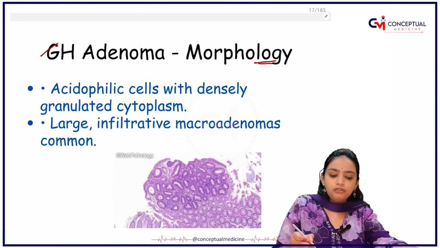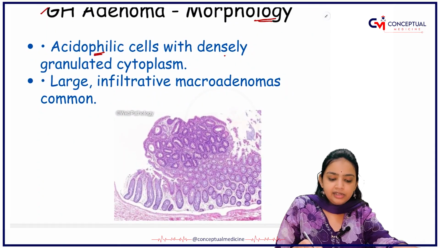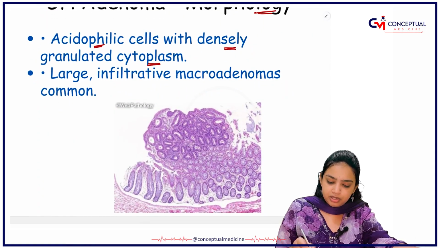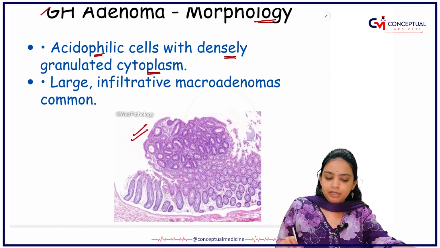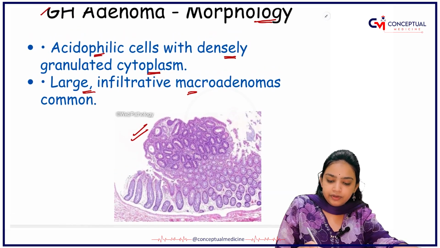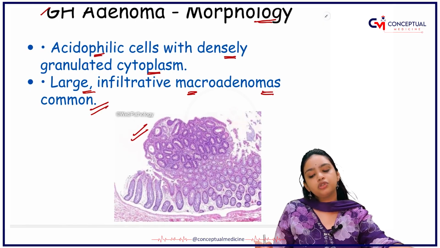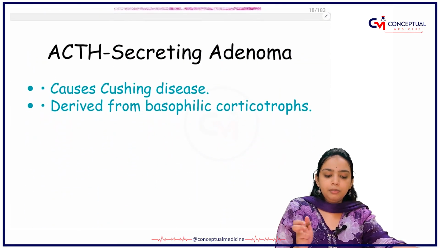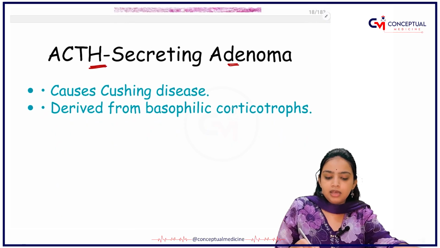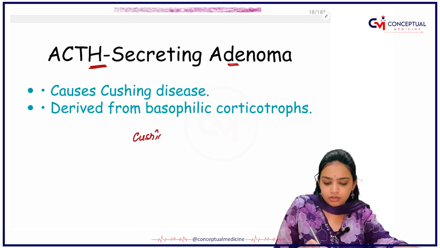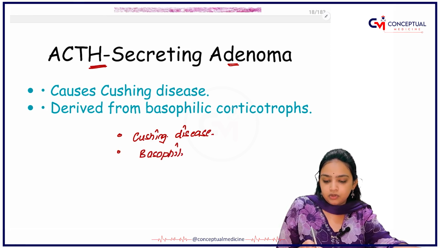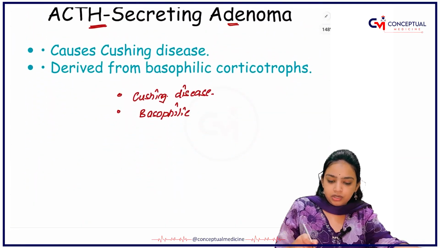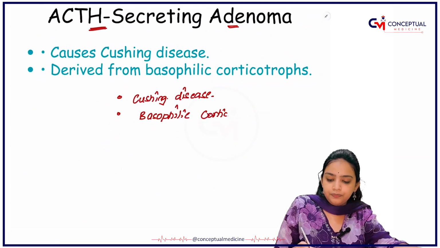Next, if I talk about the morphology, then you have the acidophilic cells with densely granulated cytoplasm. See, this very beautiful picture that you are able to see, the large invasive macroadenomas, they are most common. If I talk about the ACTH secreting adenomas, then the most common cause is Cushing disease. It is derived from the basophilic corticotrophs.